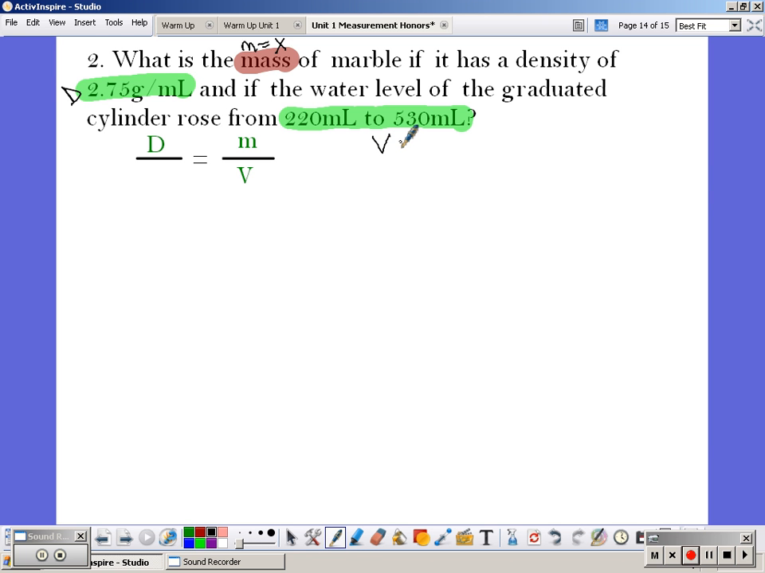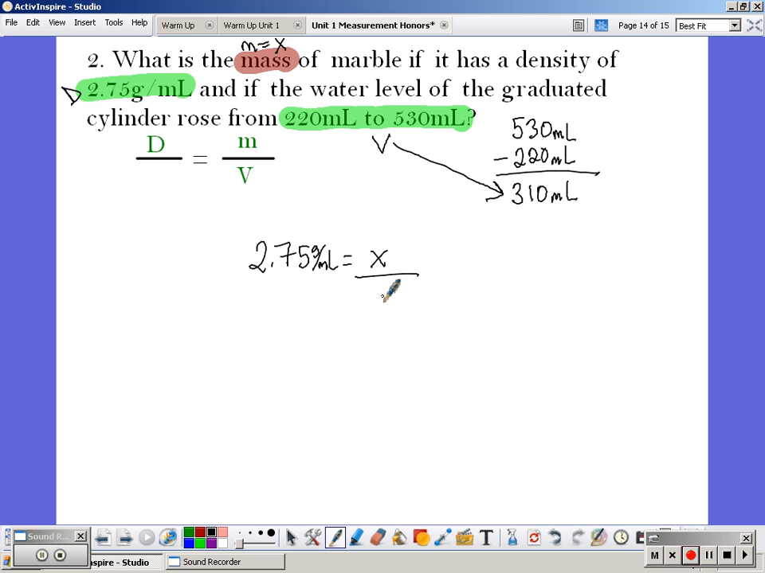Now we're not going to pick a volume, we're going to think about this. The marble was placed into a graduated cylinder and the water level rose. So what it's saying is the water with the marble had a volume of 530. The water was 220. So what's the volume of the marble? If we subtract our two volumes, we would have 310 milliliters. So this is the volume that I want to use in my problem. So the volume was found by water displacement. So my density, 2.75 grams per milliliter, equals X over 310 milliliters.